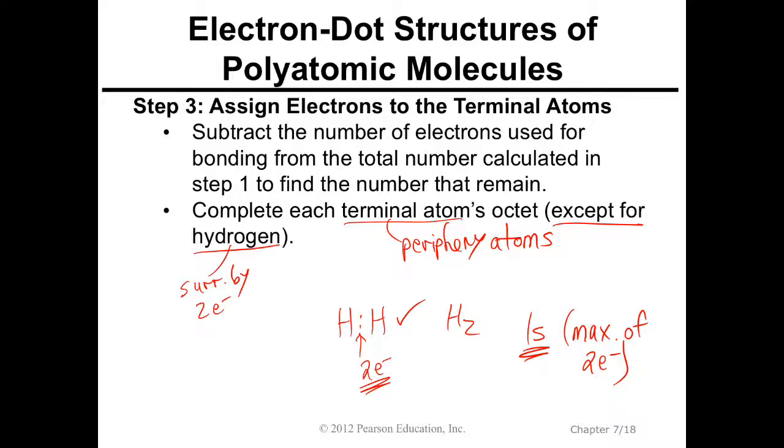The reason why the octet is so important is, if you look at nitrogen, you've got the 2s and 2p orbitals. The 2s can accommodate 2 electrons. The 2p can accommodate a total of 6 electrons. So that's where your 8 comes from. All the orbitals are filled, and you have a maximum of 8 electrons.